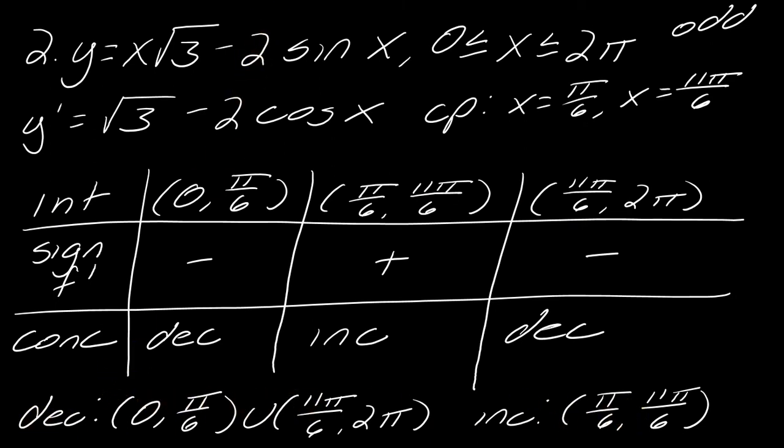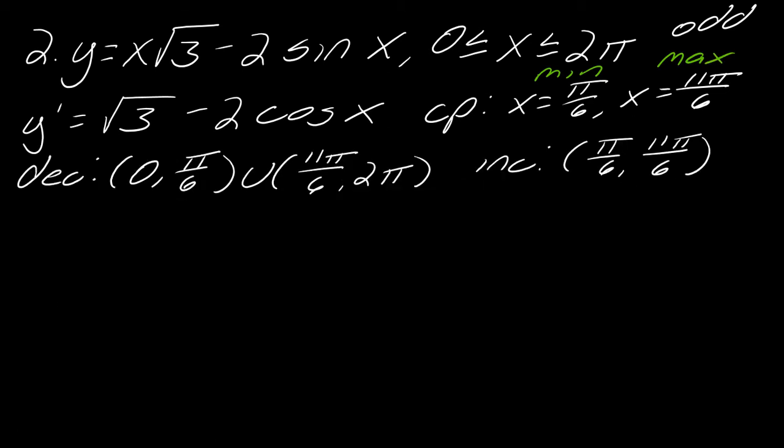Okay, so now I can also figure out my extrema. So in this case, I'm going from decreasing to increasing. So this tells me that I have a minimum here. And then I'm going from increasing to, oops, literally the opposite, increasing to decreasing. So then I know I have a maximum here. Okay, so let me clear some space.